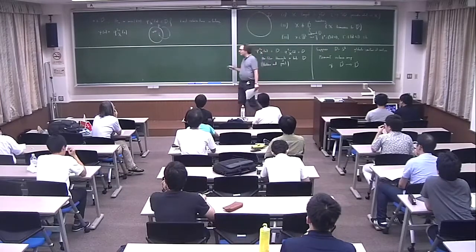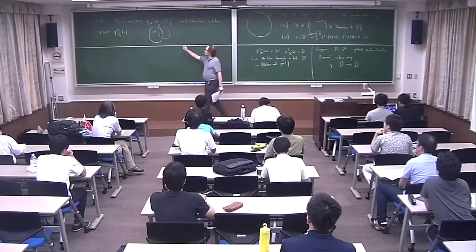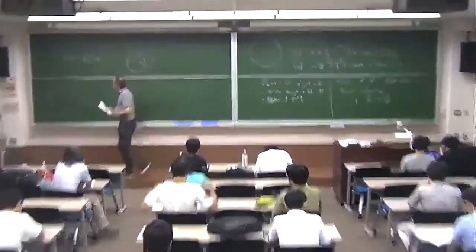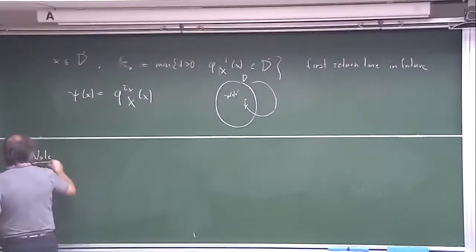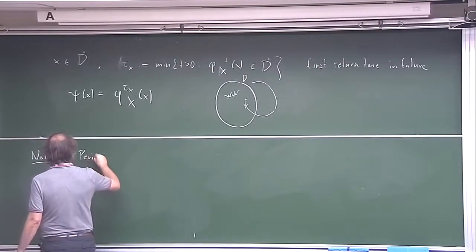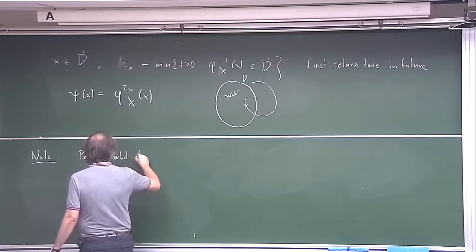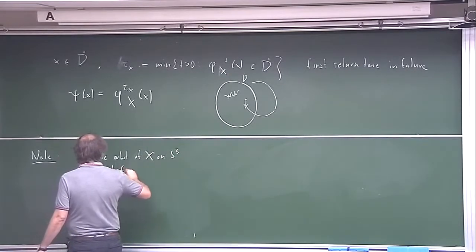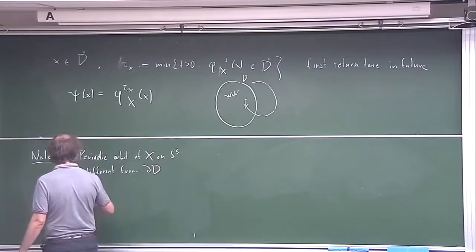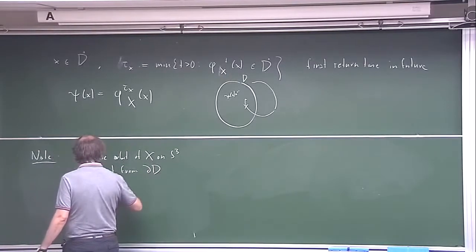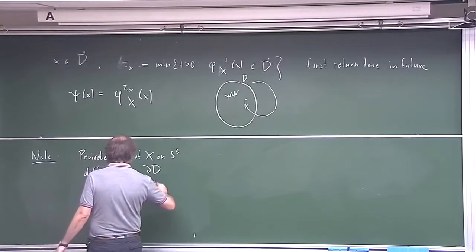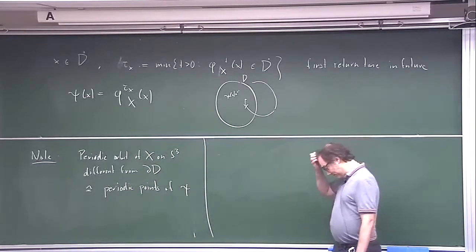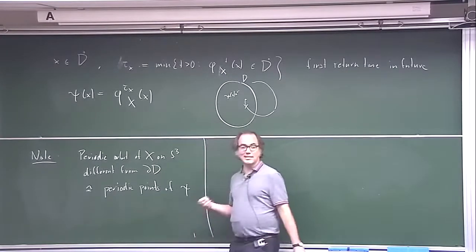Because you cannot come back to the disk in arbitrarily small time. So note, periodic orbits of X on S3 different from the binding orbit, from the boundary of the disk, correspond to periodic points of psi. So it's a useful gadget, but now the question is, does it exist?